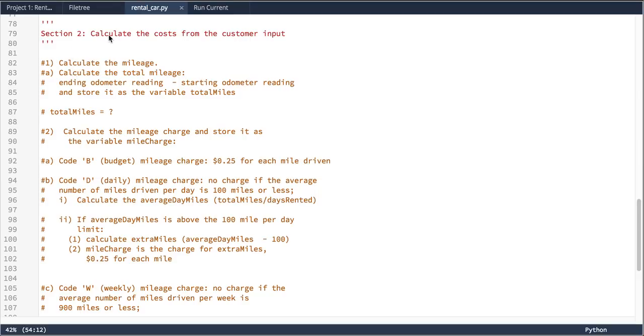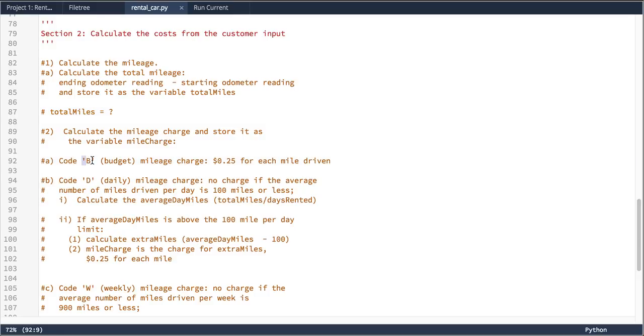Section 2 is calculate the cost from the customer input. We're going to calculate the total mileage. We're going to say the end odometer reading minus the start odometer reading, and we're going to store this in the variable total miles. So here's where we're going to do that calculation. The next thing we're going to do is calculate the mileage charge.